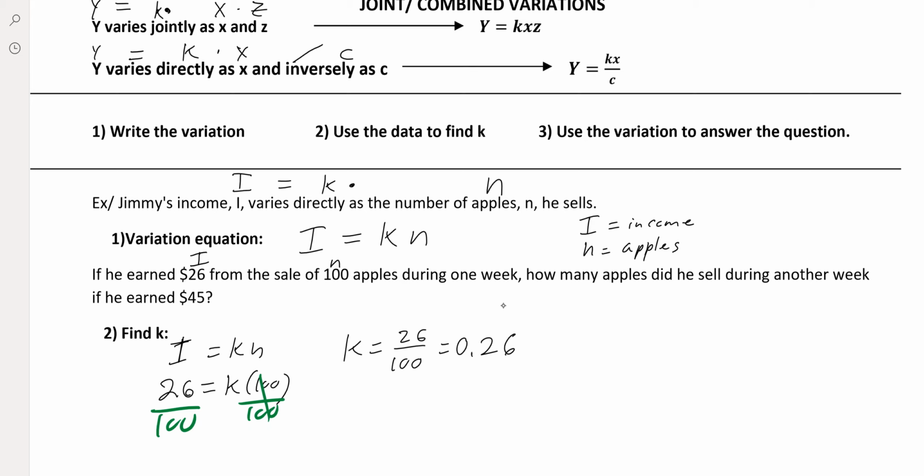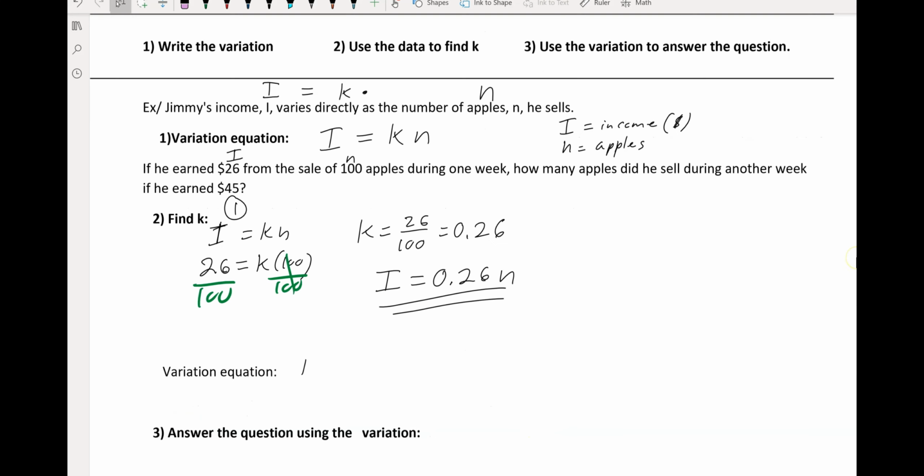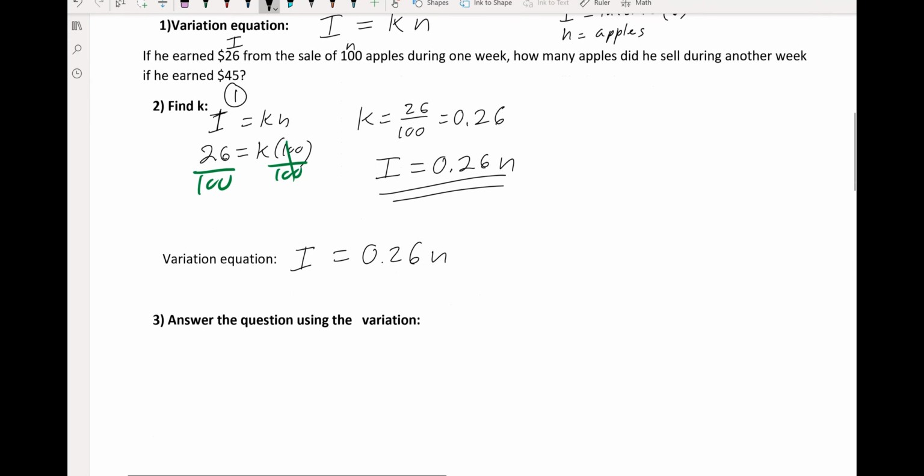And then now we can write our new equation. So I equals 0.26n. We're just taking the k and replacing it. So now this is what we can use to answer any question we want. If they give us the number of apples, we'll know what the income is. If we are given the income, we know how many apples he had. So that is our variation equation.